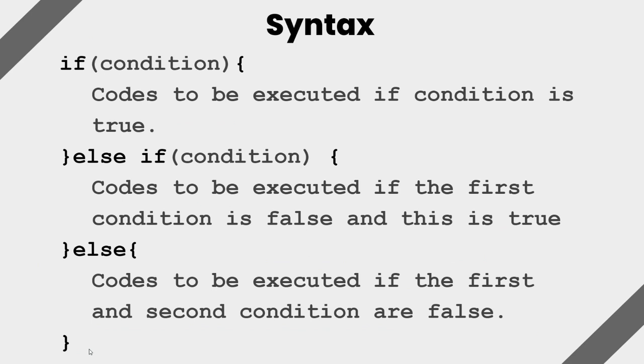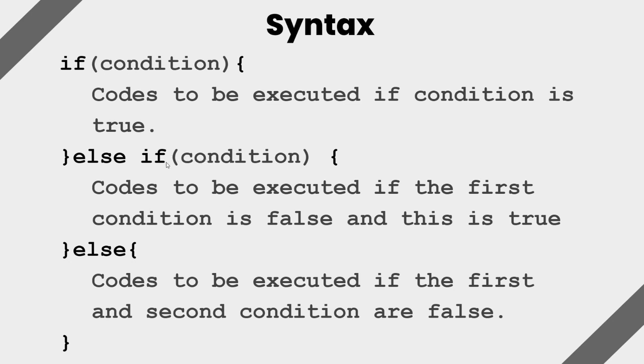So here we have the syntax of the if else if, and for this syntax we made use of just one else if code. This also begins with the if keyword here. We already know how this works. You have your condition here. If this condition is met, the code within the if block would execute. But if the condition turns out to be false, it would move on to the next else if condition.